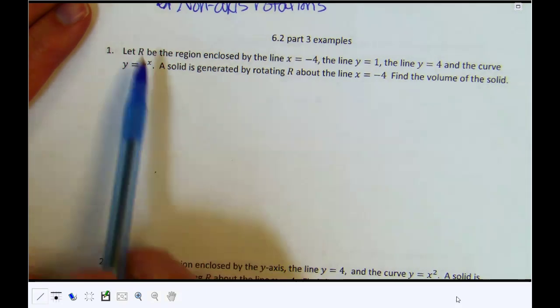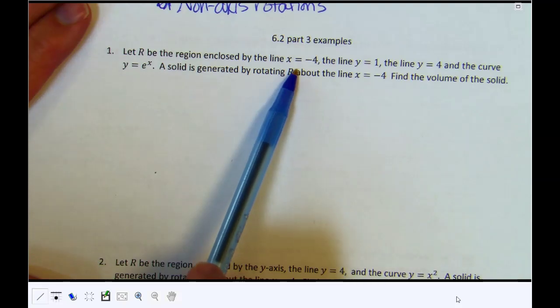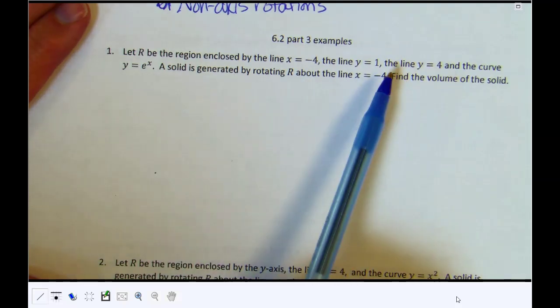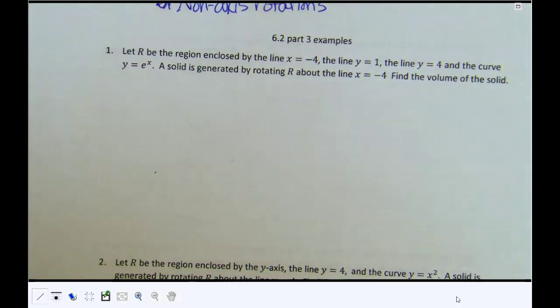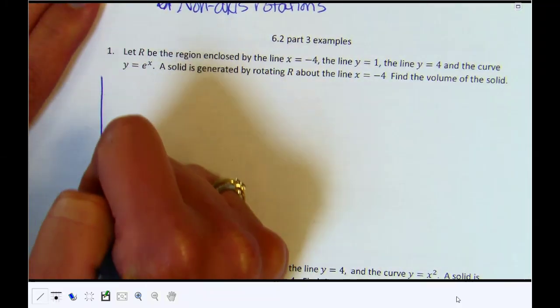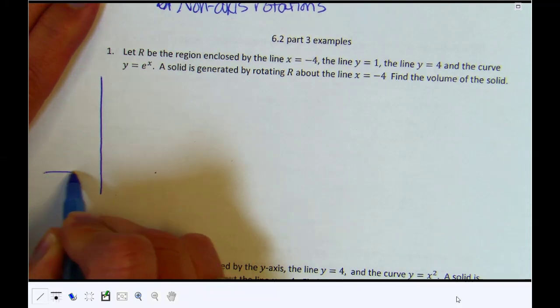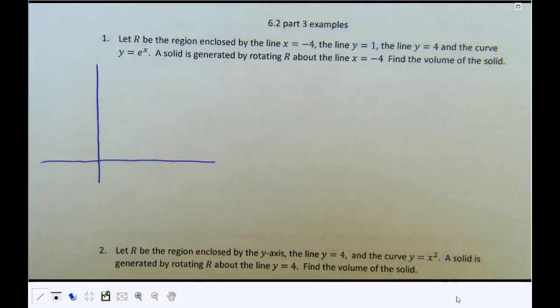Okay. So it says R is the region enclosed by the line x equals -4, the line y equals 1, the line y equals 4, and the curve e to the x. So let's graph y equals e to the x. We should be able to do this one without our calculator, by the way. That's the first thing I'm drawing. It looks like this.